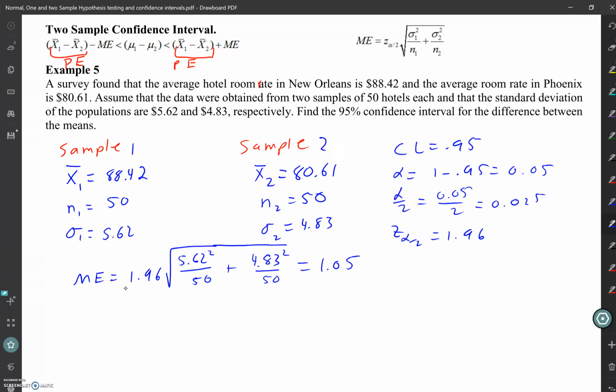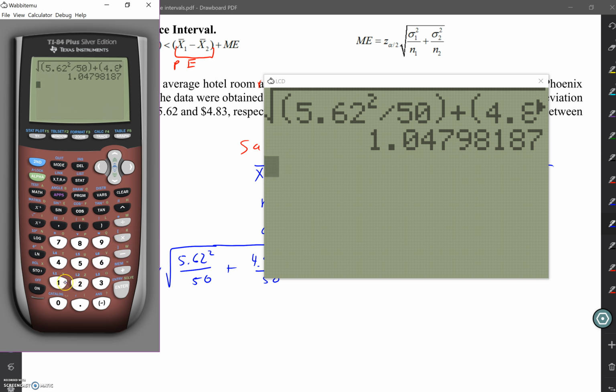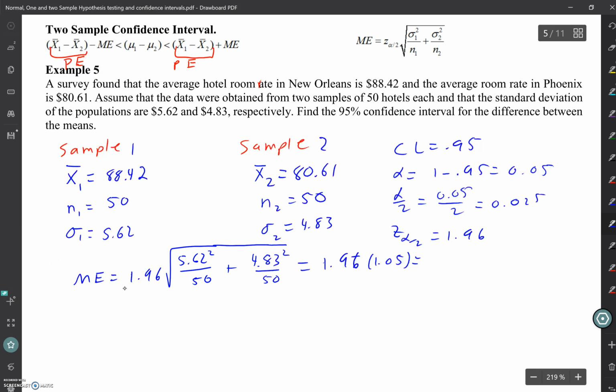And then I'm going to say, all right, I've got my margin of error. Are there questions on the margin of error before I continue too much? Oh, that's not my margin of error. That's just the square root. I still need to do 1.96 times that 1.05. And let's see what that gives us. $2.058. Does everyone agree?